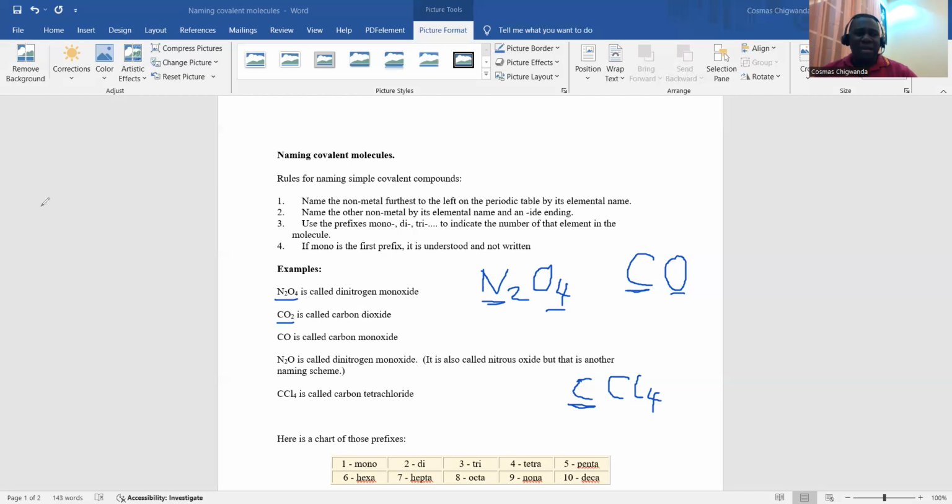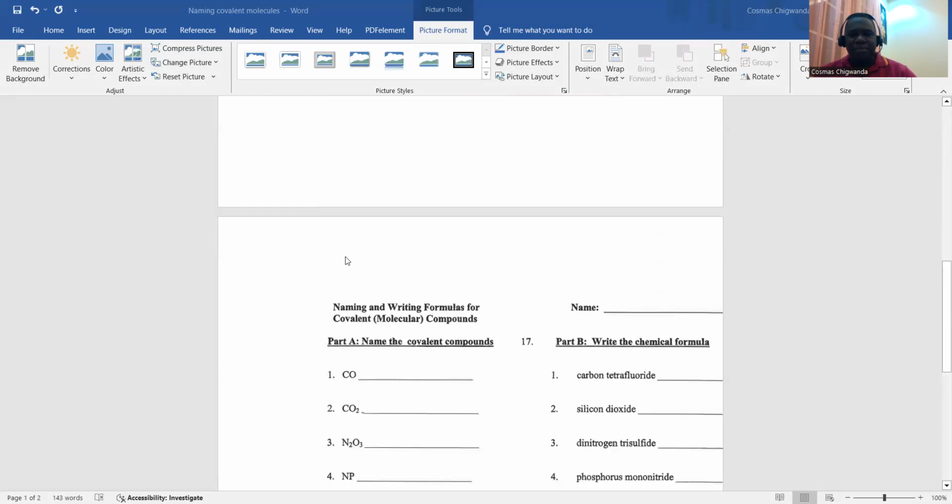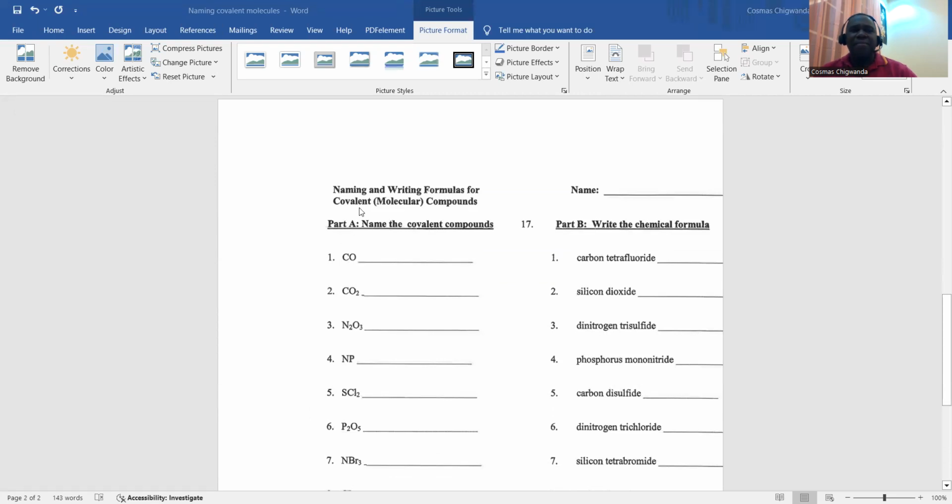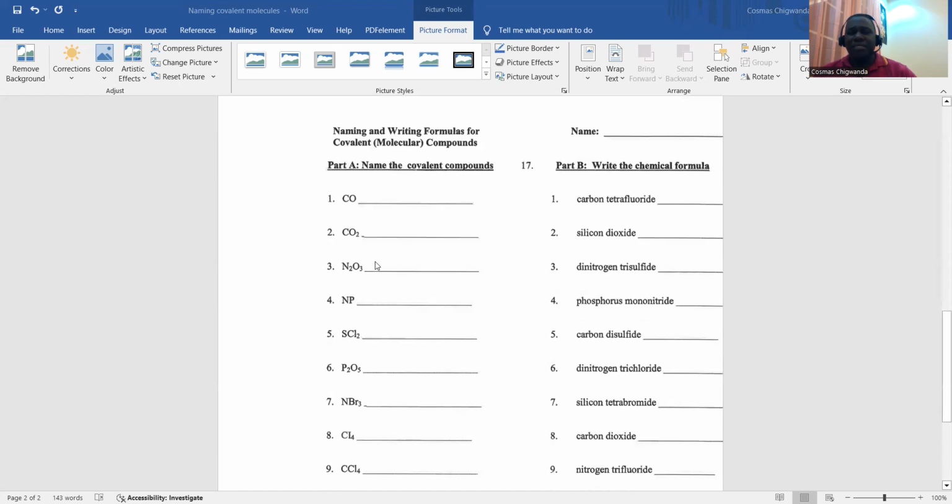Okay, now it's time for practice. We'll just look at a few examples so that you'll be confident when you are asked these questions, either in your summative exam or in your test. We'll just go further down on the table. I have some examples here. Naming and writing formulas for covalent molecular compounds. I just want to look at those which are a bit complex. Let's look at number 3, for instance.